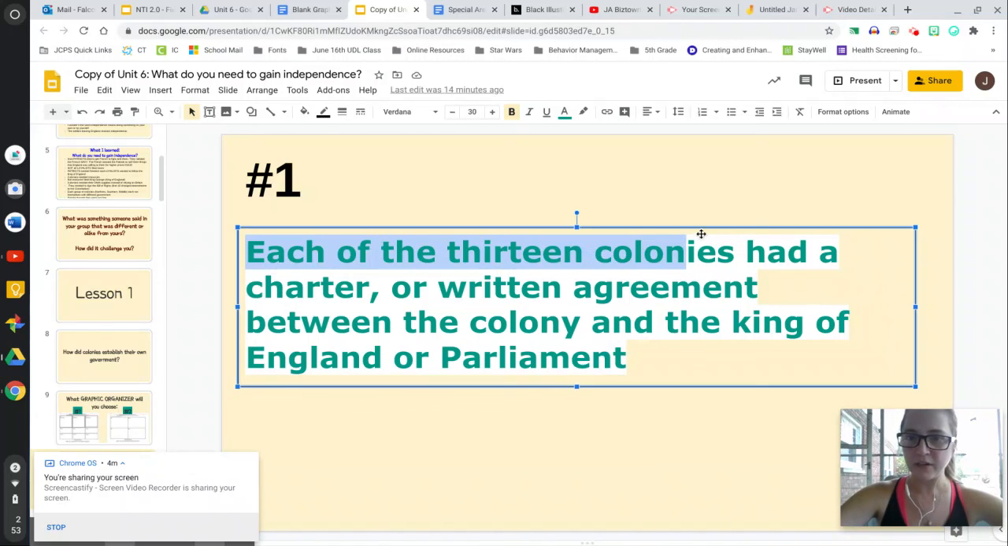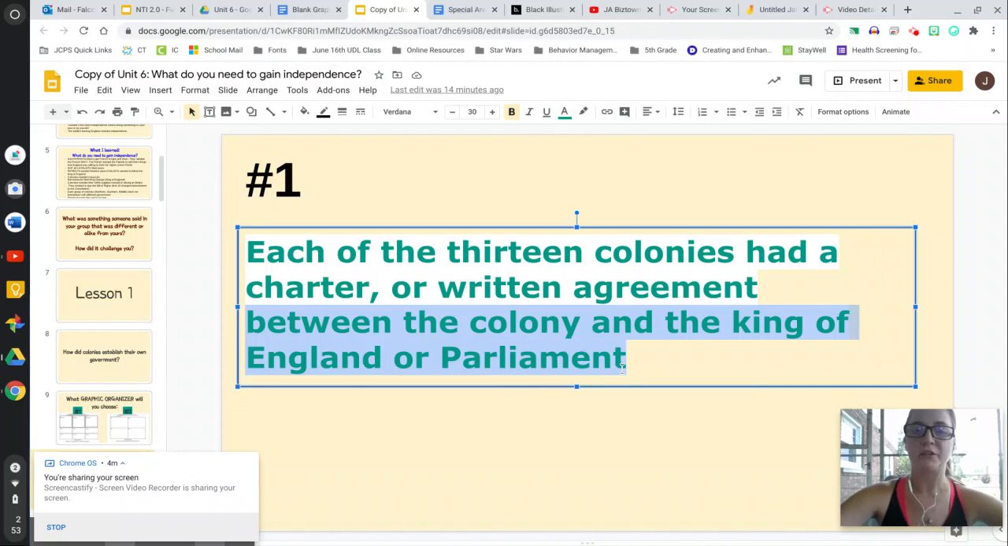Each of the 13 colonies had a charter or written agreement. So charter is also a written agreement. Those are the same things, right? So charter or written agreement between the colony and the King of England or Parliament. Good. Now, hopefully you're understanding it a little bit more. We're going to read it the 3rd time and try to totally understand it and connect some dots, okay?